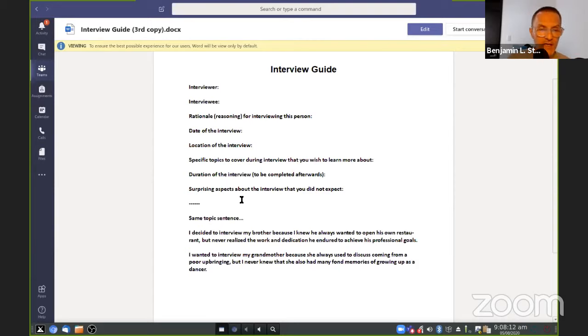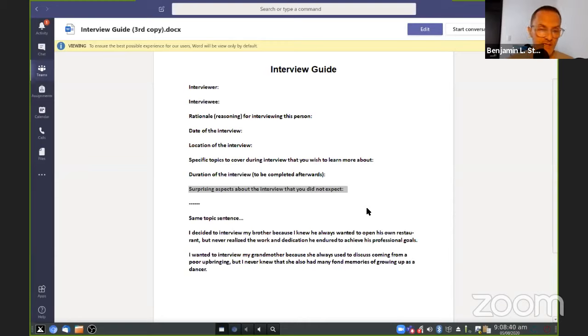So notice the second part: I'm getting some information that could have come from this part of the interview guide, surprising aspects about the interview. Maybe there were some things I didn't realize. I was surprised by what he went through, and maybe later you can talk in detail about what he said, what you asked about that surprising aspect.